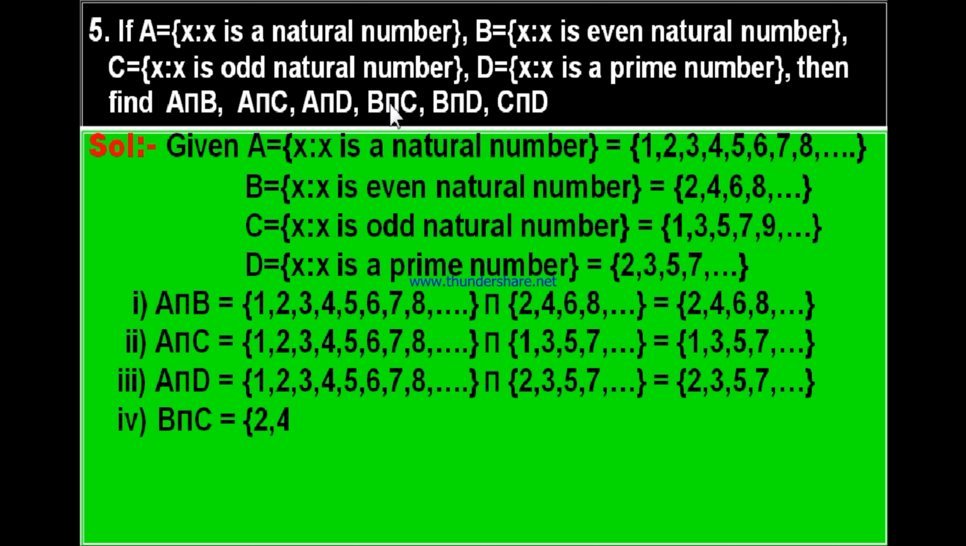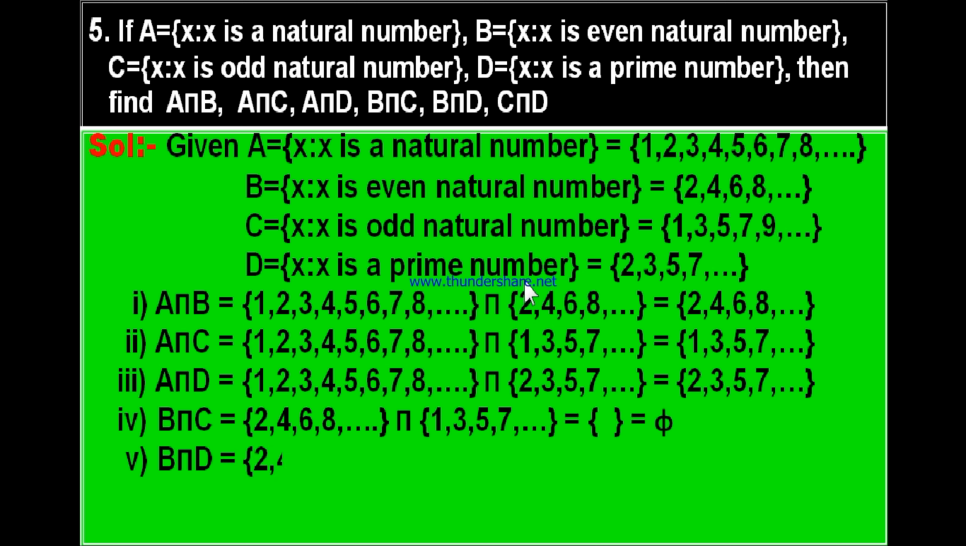And the fourth part, B intersection C. Set B is 2, 4, 6, 8 and so on. Intersection set C means 1, 3, 5, 7, 9 and so on. If you look at both the sets, there is no common element. Why? Because these are even numbers and these are odd numbers. There is no even number which is an odd number, and there is no odd number which is an even number. Therefore, there are no common elements in B and C, and the intersection is the empty set phi.